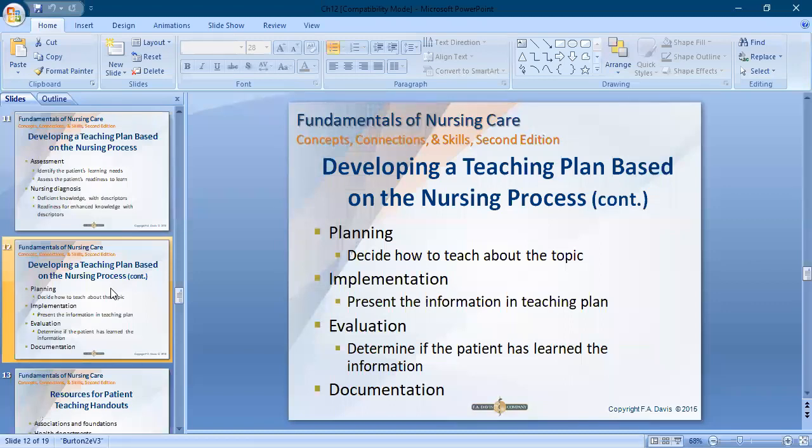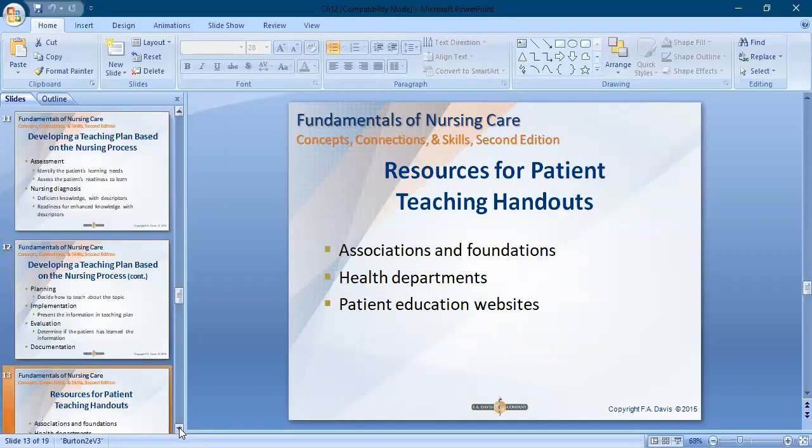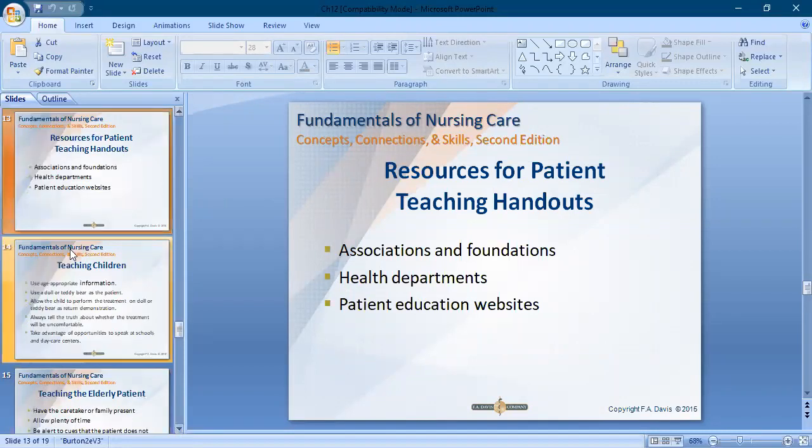Finally, evaluation. We can find out by demonstration or return demonstration, or we can tell them, can you show what I talked about or what I did in front of you? Determine if the patient has learned the information accurately or not. And finally, whatever we did with the patient, we have to keep documentation, right? It is the most important, keep the record for the patient.